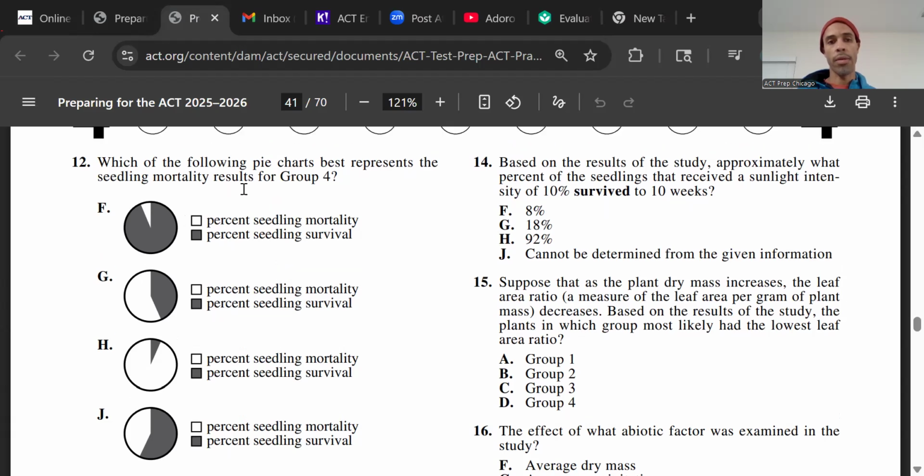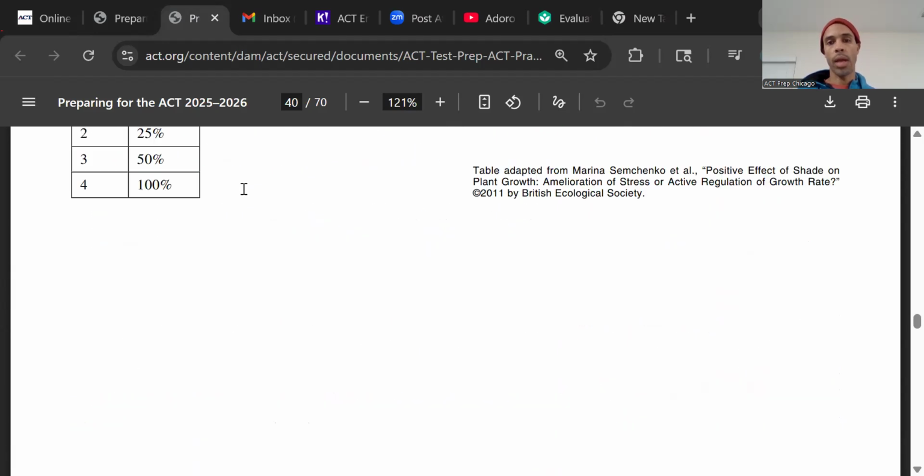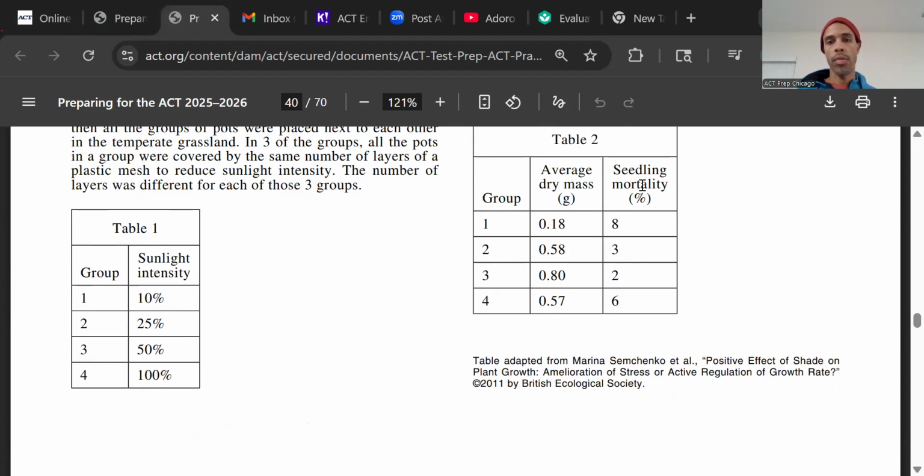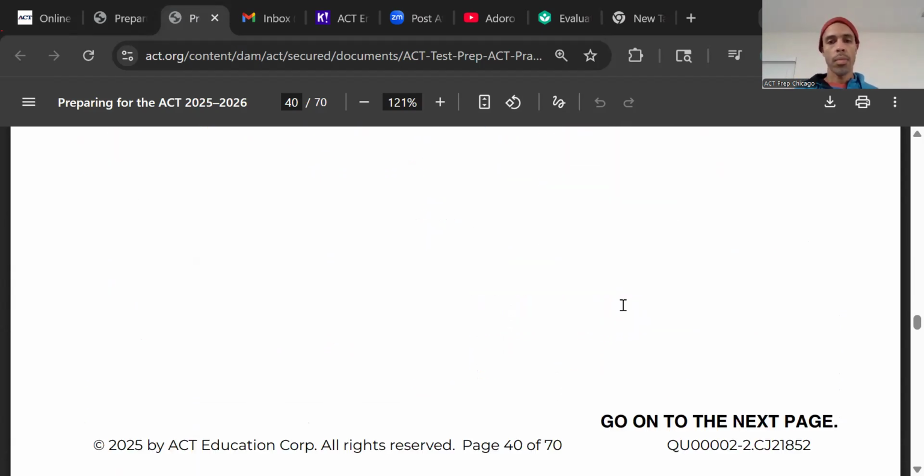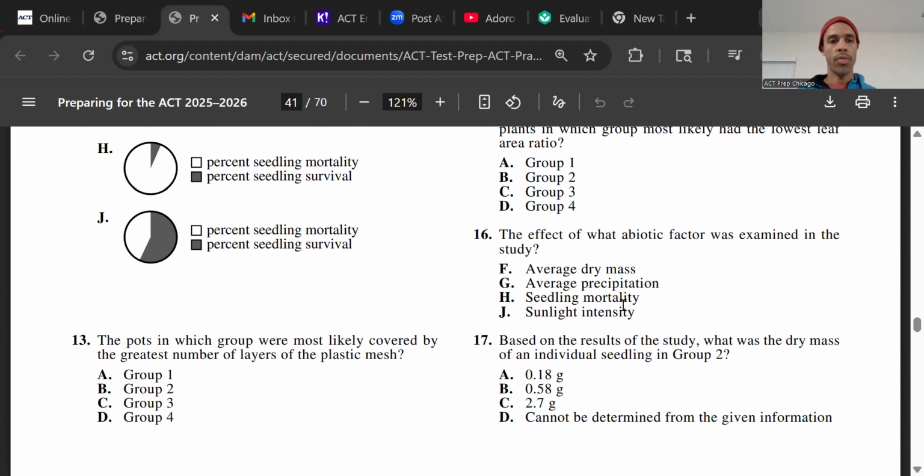So 12 will be F based on what I looked at, because it said group 4 seedling mortality would only be 6%. Meaning only 6% died. That means 94% did not die. All right. Which was F.